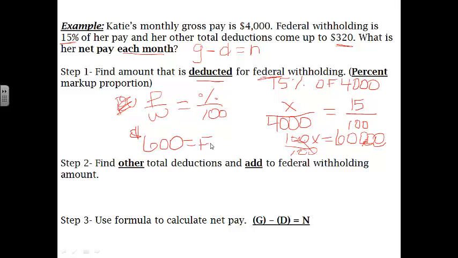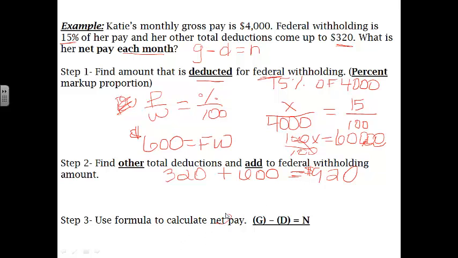Okay? Now, we have to find what other total deductions we have and add it to the federal withholding. So what were our other deductions? Okay, good. We had 320, and then we're going to add it to 600. So how much am I taking away from my starting point, which is 4,000? Very good. I would be taking away $920 each month.